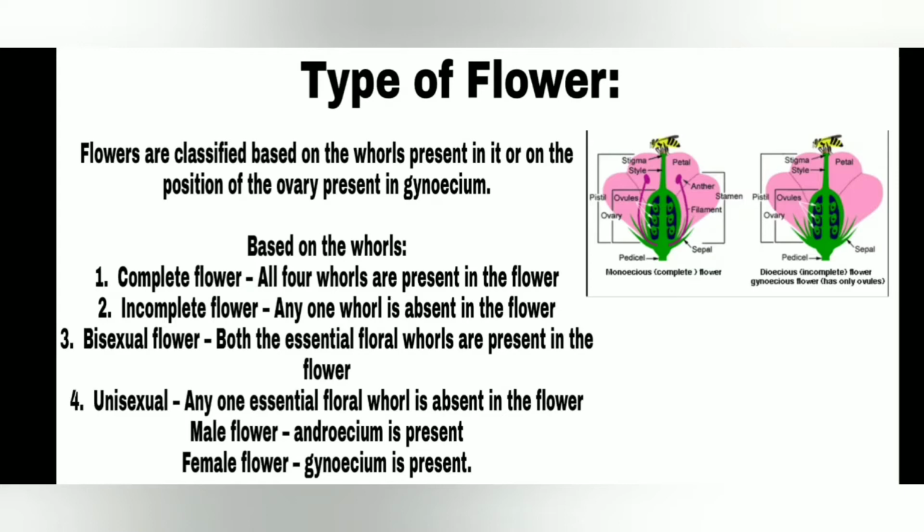Number 3. Bisexual flower. Both the essential floral whorls are present in the flower. Number 4. Unisexual. Any one essential floral whorl is absent in the flower. Whether male flower, androecium is present, or female flower, gynoecium is present. The picture of complete and incomplete flower is on the right hand side.